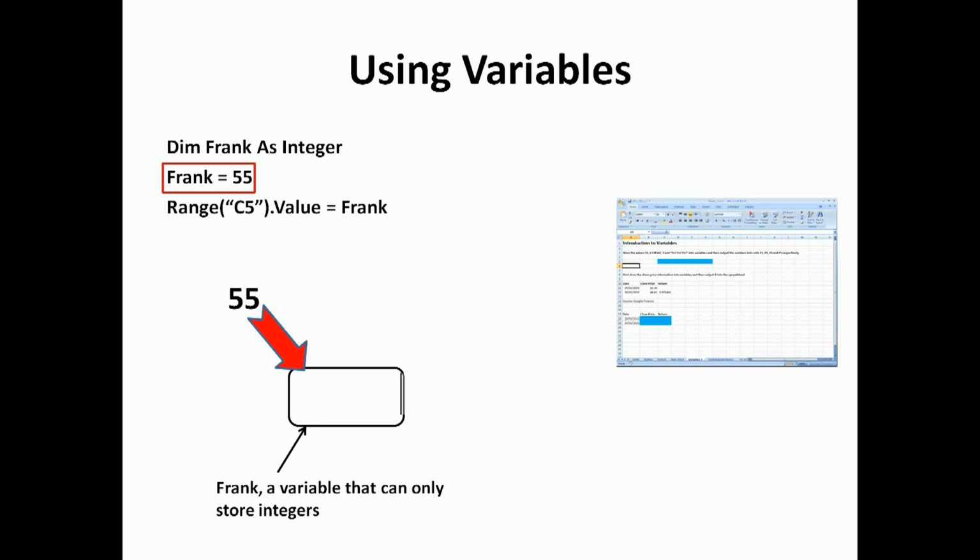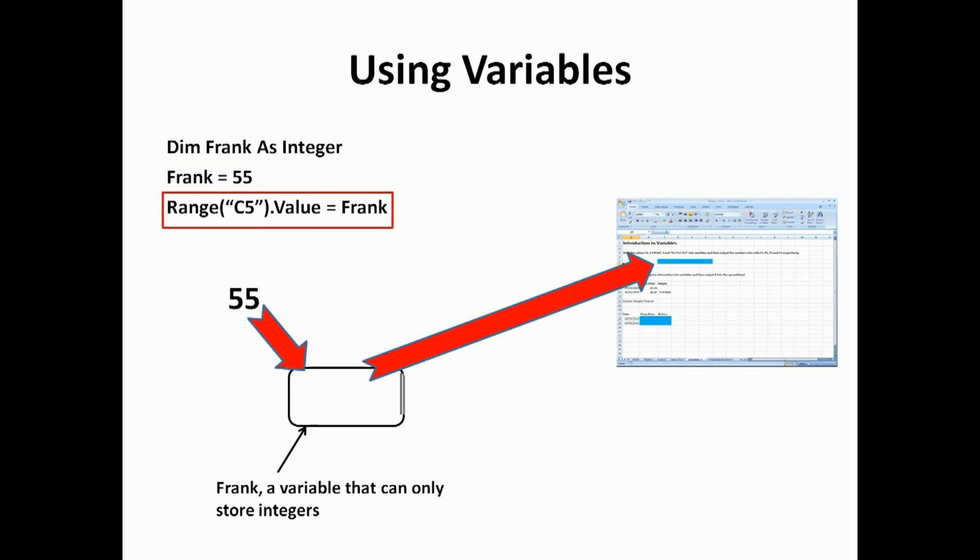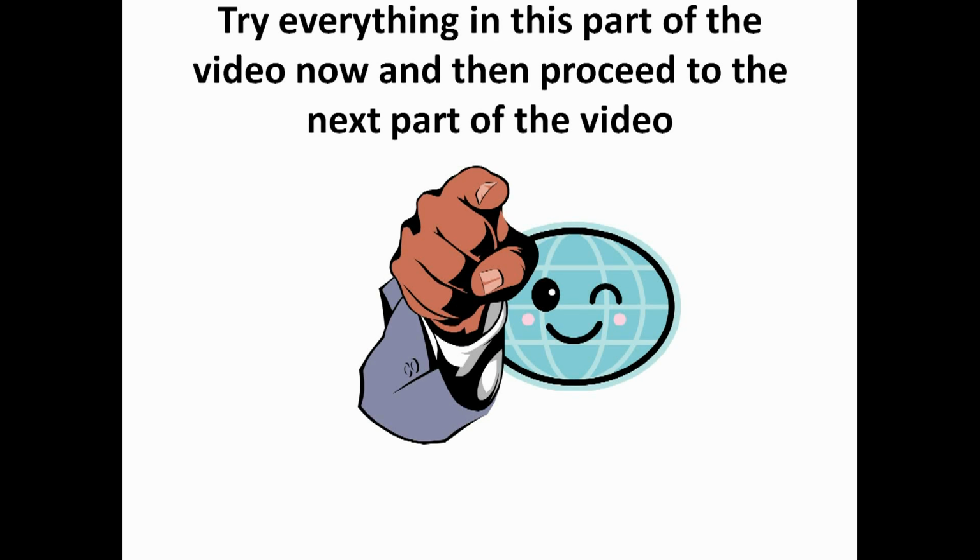This line takes 55 and puts it inside of this box, this piece of memory. This next line takes 55 out of the box and puts it onto the spreadsheet. Try everything in this part of the video now and then proceed to the next part of the video.